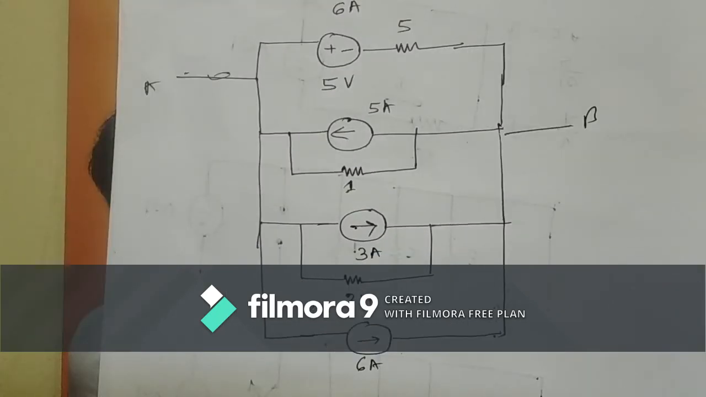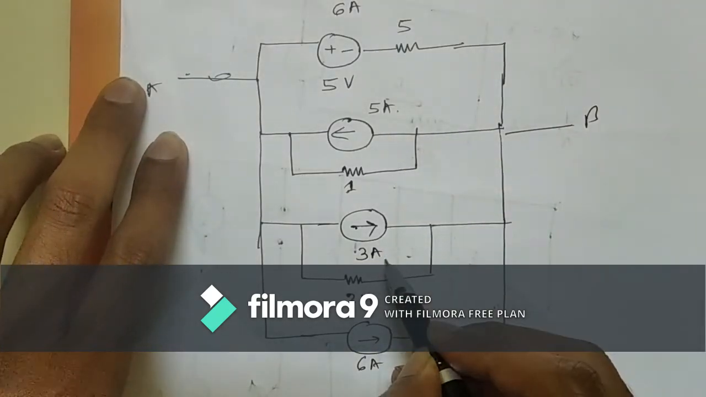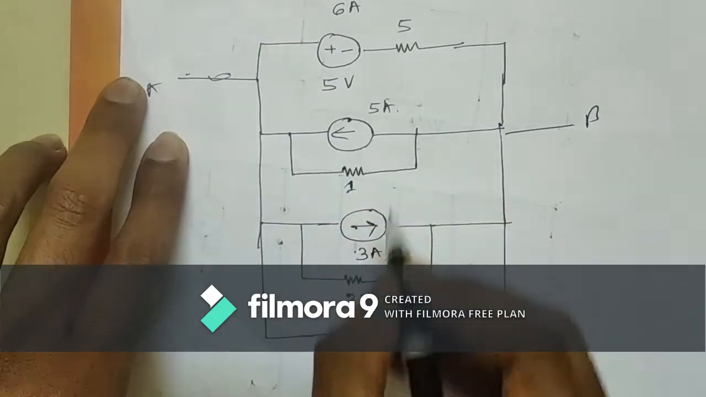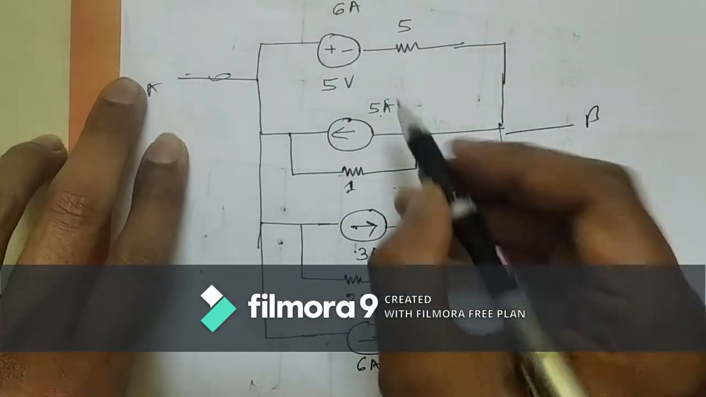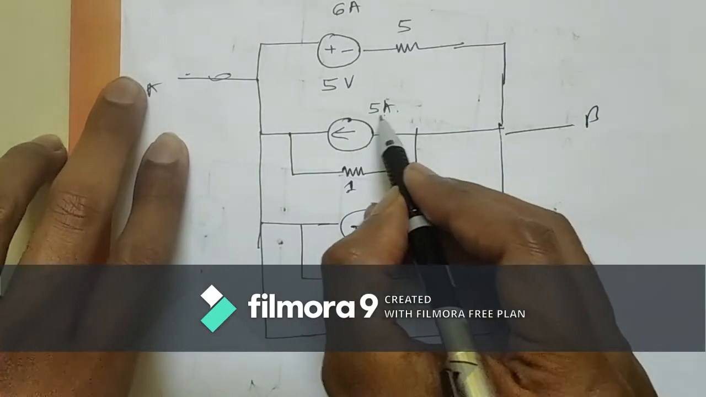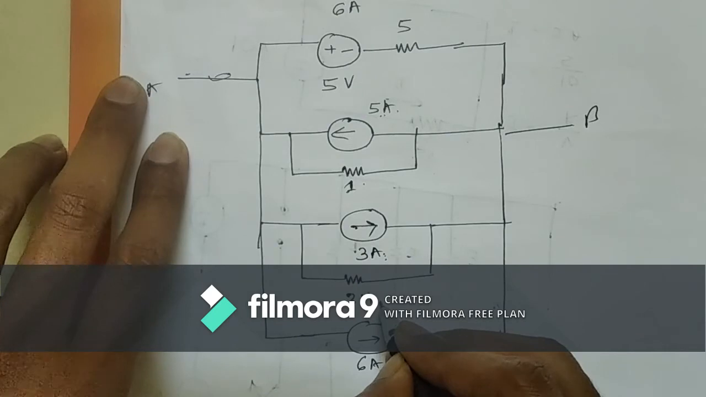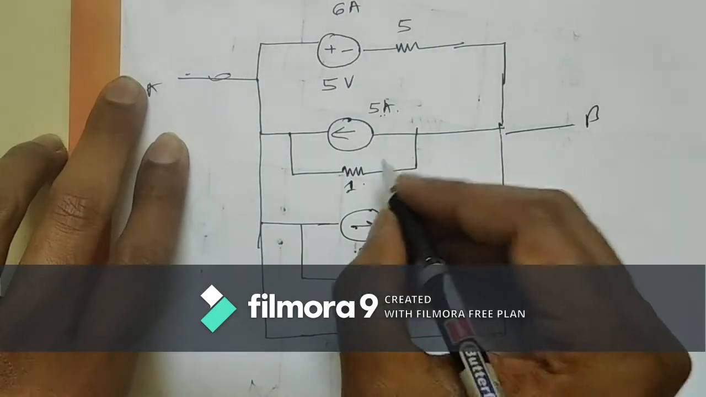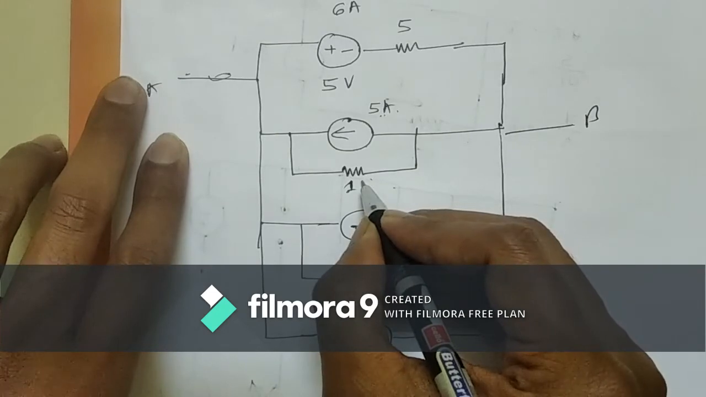Next, how I will reduce this: this 5 amperes current source and this 3 amperes current source are connected in parallel, but they are flowing in the opposite direction. So the net current is the difference of 5 and 3, which is 2 amperes, and the direction of the resultant source is the same as this 5 amperes source. And this 1 ohm resistance and this 3 ohm resistance are connected in parallel. If I calculate the equivalent resistance, it is 3 into 1, divided by 3 plus 1.